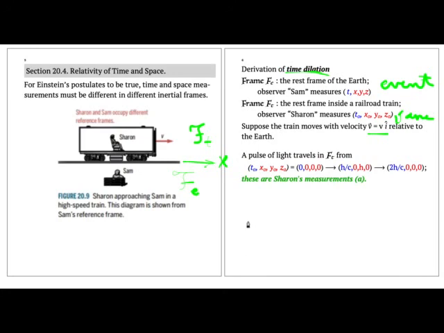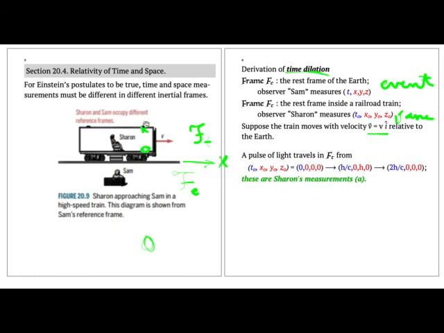Now we'll consider inside the train a pulse of light. There's a flash of light. It starts here, and it's received here. Let's call the starting point the origin. So x0, y0, and z0 will be 0, 0, 0. It's at the origin. And let's call that the time t equals 0. So that's the initial time, t equals 0.